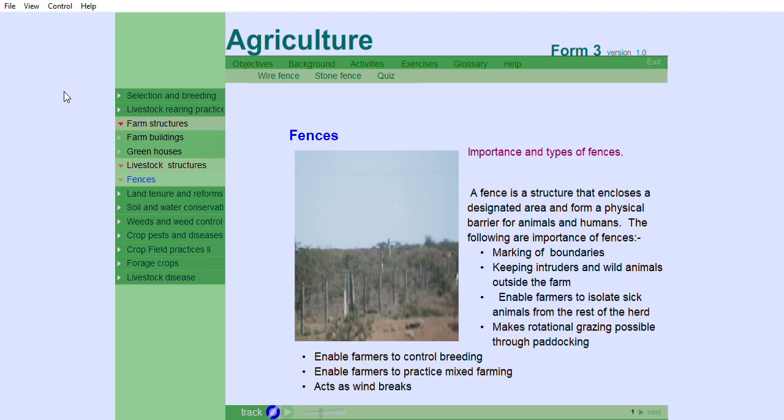The following are importances of fences: marking of boundaries, keeping intruders and wild animals outside the farm, enable farmers to isolate sick animals from the rest of the herd, makes rotational grazing possible through paddocking, enable farmers to control breeding, enable farmers to practice mixed farming, and acts as windbreaks.